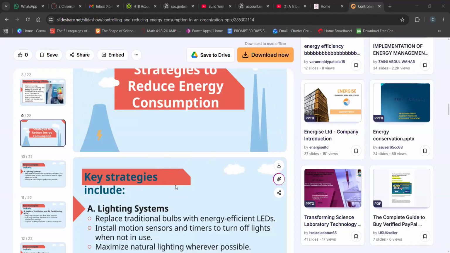So you know about LEDs, right? Yes. Okay. That's what they fit on cars these days, so that car batteries even last longer. That's the whole idea. So I think you can write this down. Motion sensors and timers to turn off lights when not in use. Of course, you cannot depend solely on human beings to do that. And then finally, maximize natural lighting wherever possible. If you don't have a need for lights, don't turn them on. Simple.